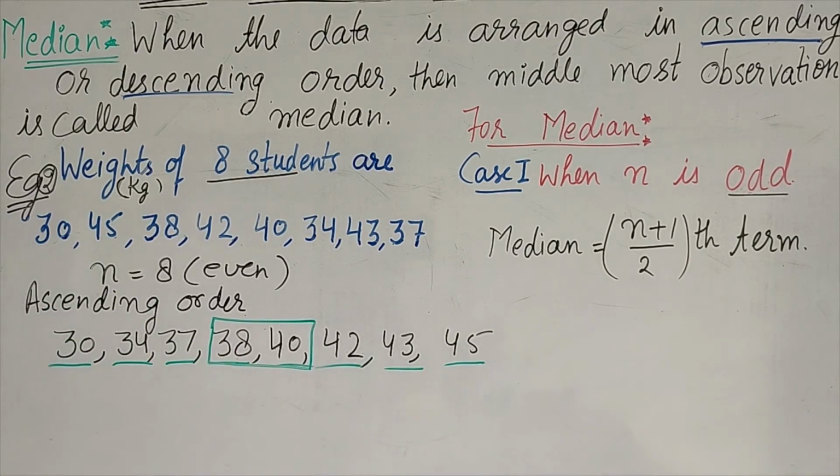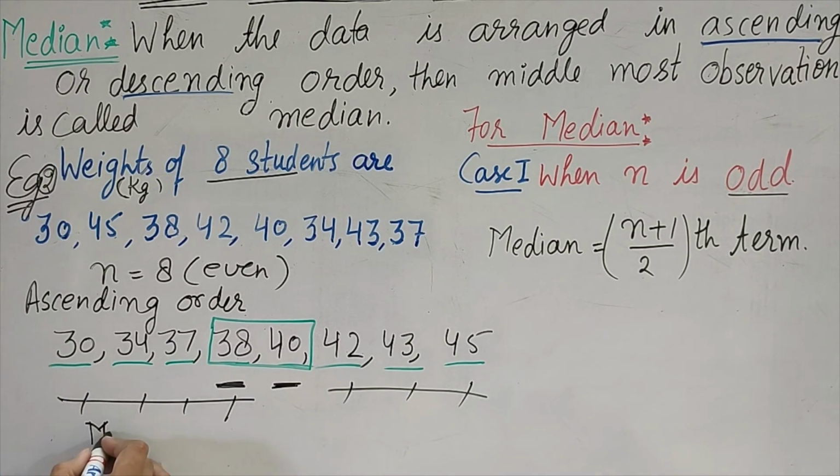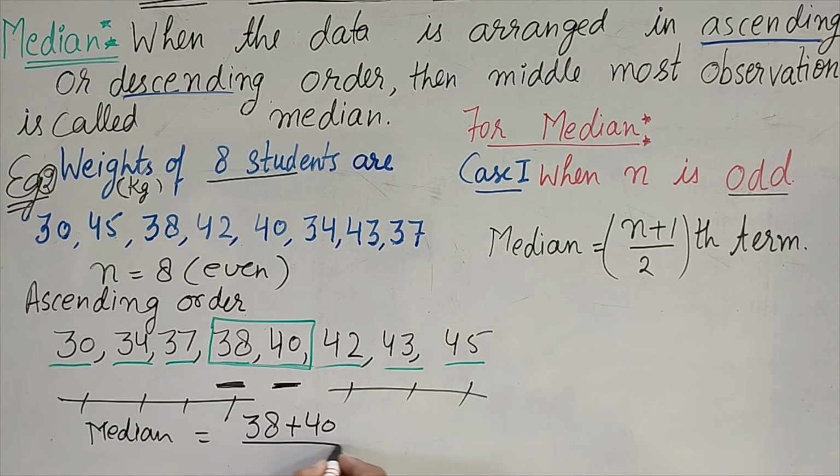We can't say that 38 is the middle one. If you take 38 as the middle term, then it will be unbalanced: this side 3 terms and this side 4 terms. And if you take 40 as the middle term, then 4 terms this side, 1, 2, 3, 4, and 3 this side. So we have to consider both terms as middle terms. So what about the median? In case of an even number of terms, the median is always the average of these two. Average means 38 plus 40 divided by 2.